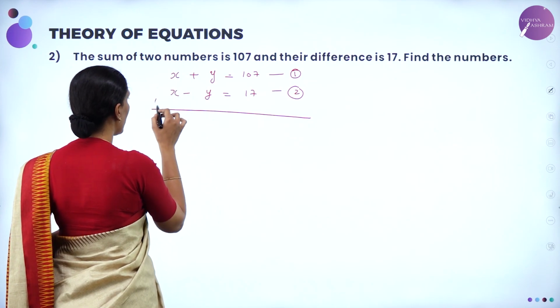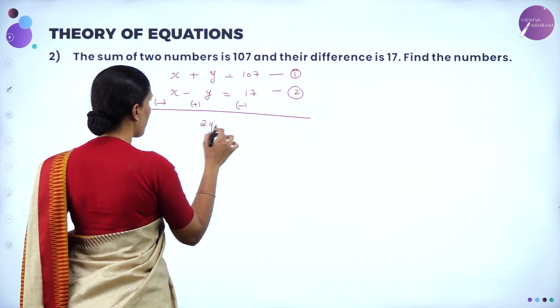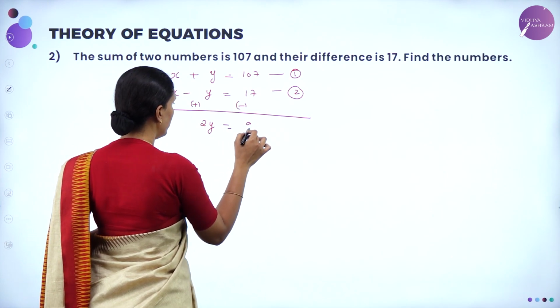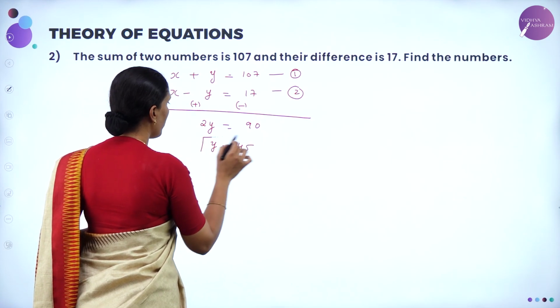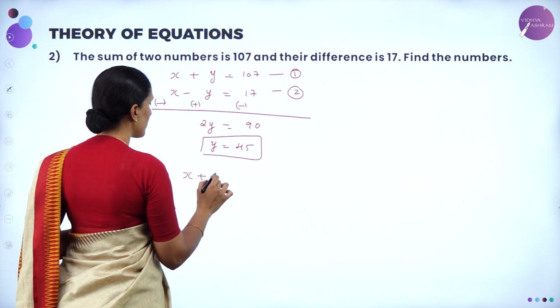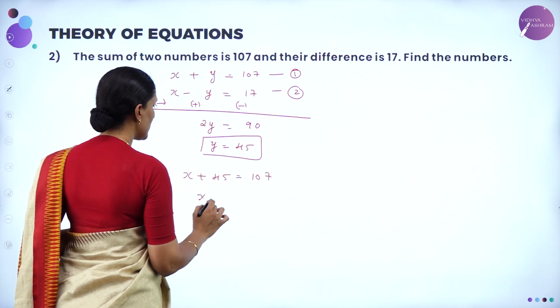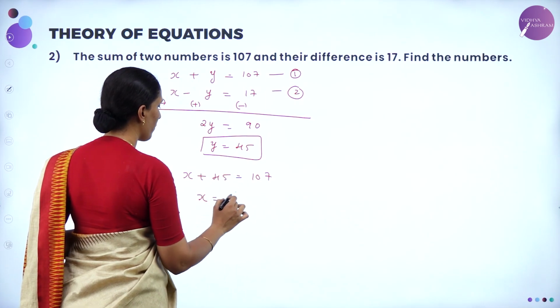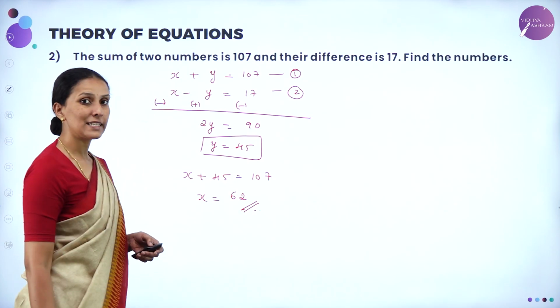So we'll get 0 here. This is plus and this is minus. So 2y is equal to 90. So y is equal to 45. Now if you substitute y is equal to 45 in any one of the equation, x plus 45 is equal to 107. So x is equal to 107 minus 45, which is 62. So therefore the value of x is 62.